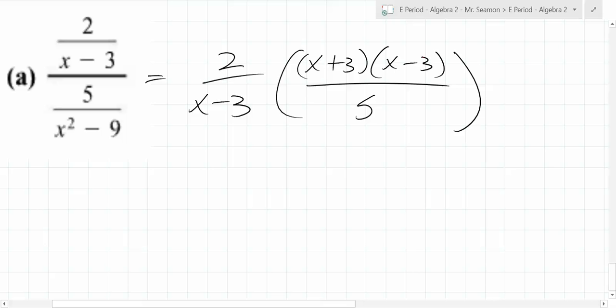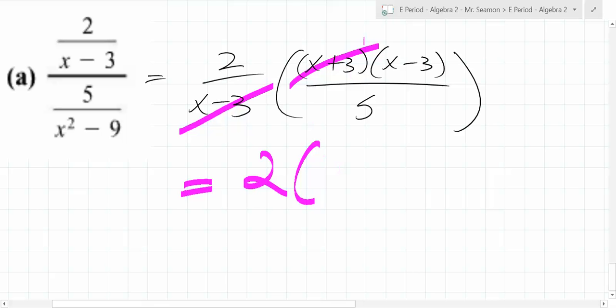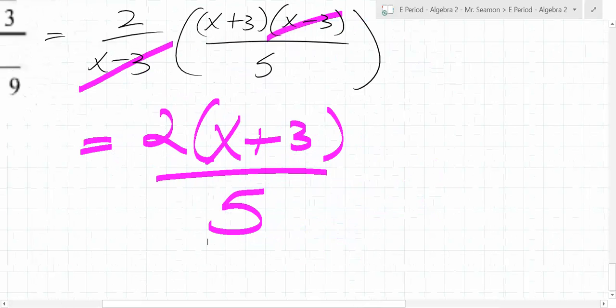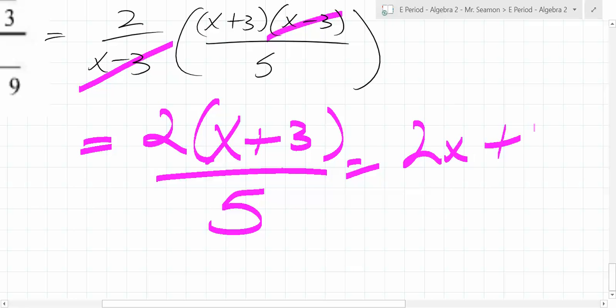What cancels? The x minus 3's cancel. Yep. And you're left with 2 times. Oh, x minus 3's cancel, right? Yeah. Not the x plus 3 up there. So you have the 2 times x plus 3 all over. Good. You could leave it like that, or you could leave it as 2x plus 6 over 5. That's fine. Either one. Good job.